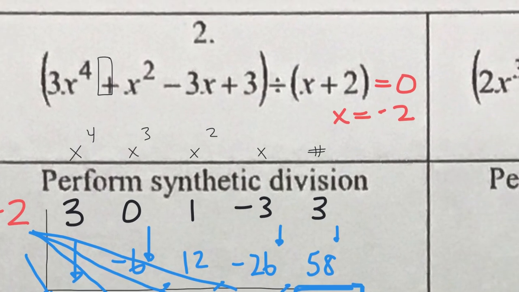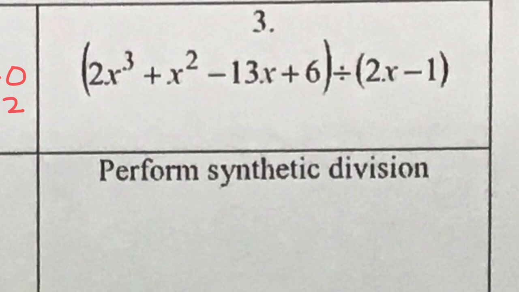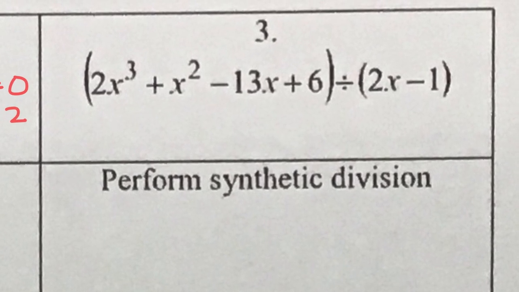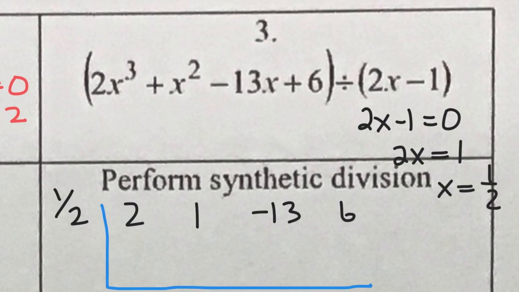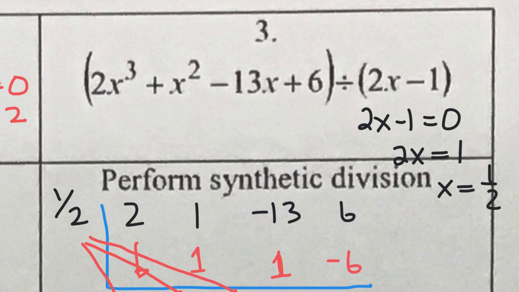Okay, and our last example of synthetic division. Okay, so let's set this up. So we drop down the 2. 1/2 times 2 is 1. 1 plus 1 is 2. 1/2 times 2 is 1. -13 plus 1 is -12. 1/2 times -12 is -6. -6 plus 6 is 0.